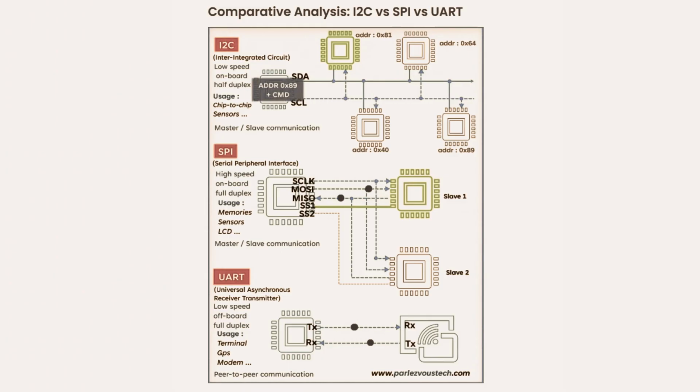Now, you said one master, potentially multiple slaves. How does that work without them all trying to talk at once? Yes, the multi-slave setup. This is where that dedicated chip select, CS, line for each slave becomes absolutely crucial. The architecture is one master controls the SCLK and MOSI lines, which are shared by all the slaves. The MISO line is also shared, but, and this is the key, each slave device gets its own unique individual CS line connected back to a separate GPIO pin on the master. Okay, separate CS pin for each slave.